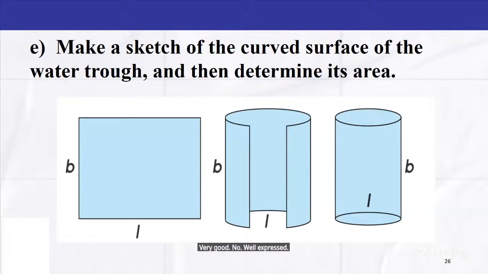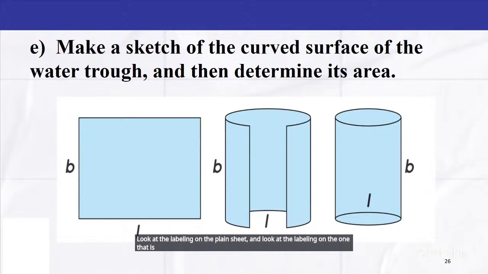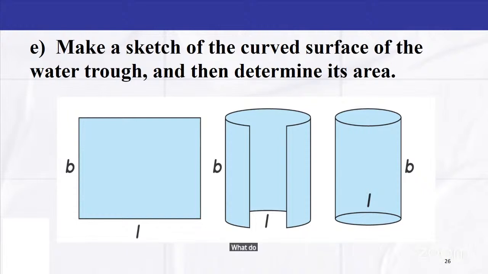Now tell me a little bit more. Look at the labeling on the plain sheet and look at the labeling on the one that is forming, or in the process of forming, a cylinder. What do you notice?